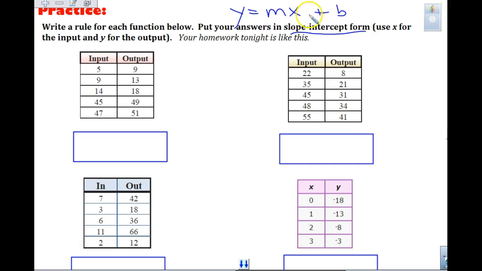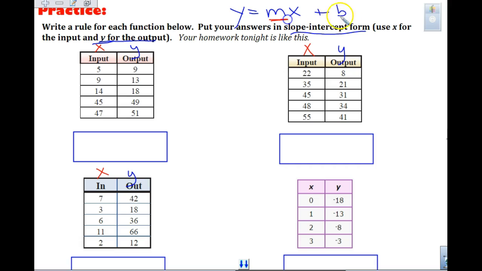That is slope-intercept form. Use y for the output. So above all of these outputs, please put the letter y. Oh, down here it is. So my output is y, and my x is the input. So I'm going to have above each x the input.